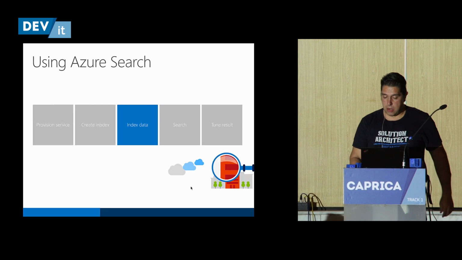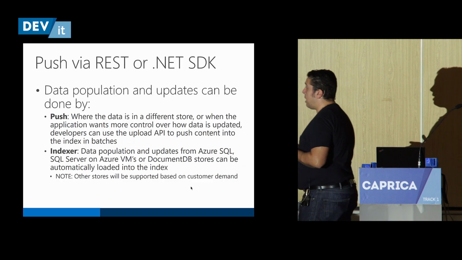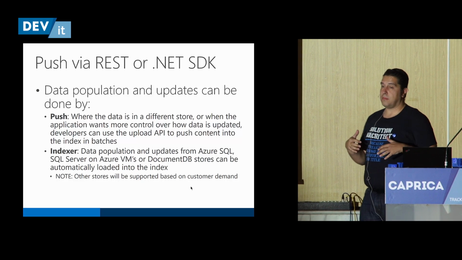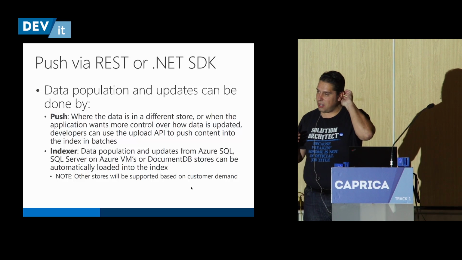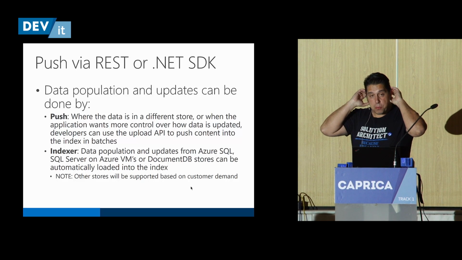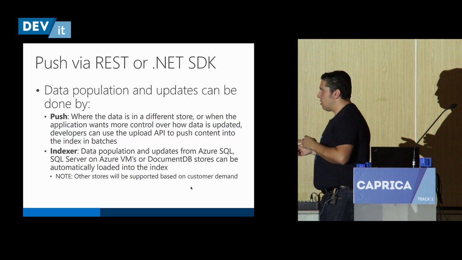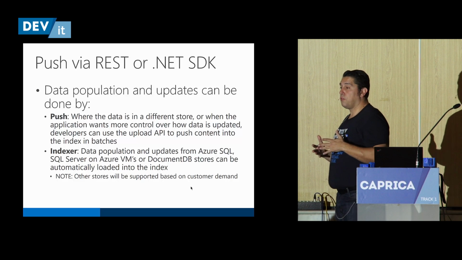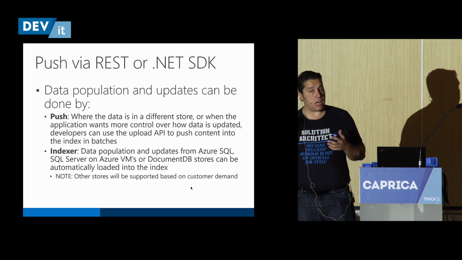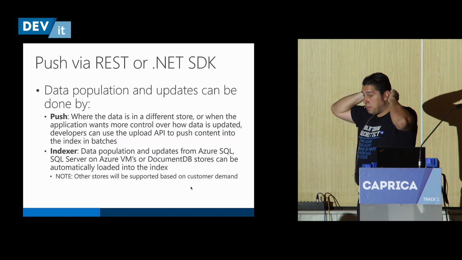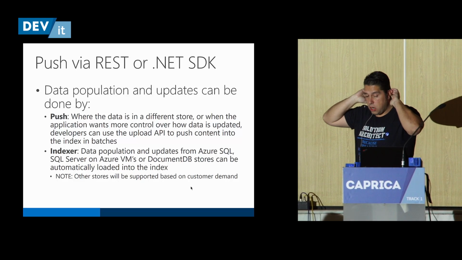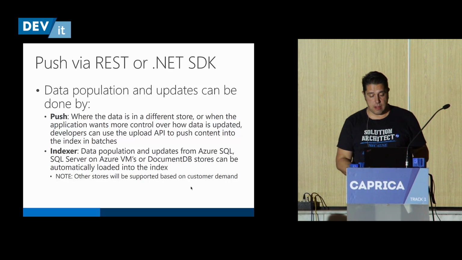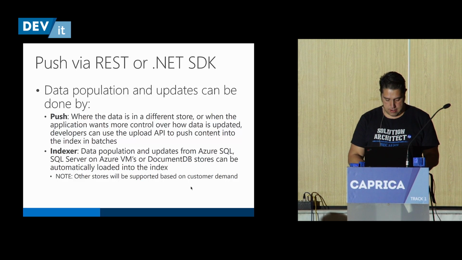So how can we index our data? We can use two methods. We can either push our data to our index, or use something called an indexer, which automatically populates our index from a data source. So two methods. There are plenty of programming ways of doing those two methods. You can even use REST APIs to push data onto your index, or upload data, create indexes and stuff like that. And we're going to see that right now.